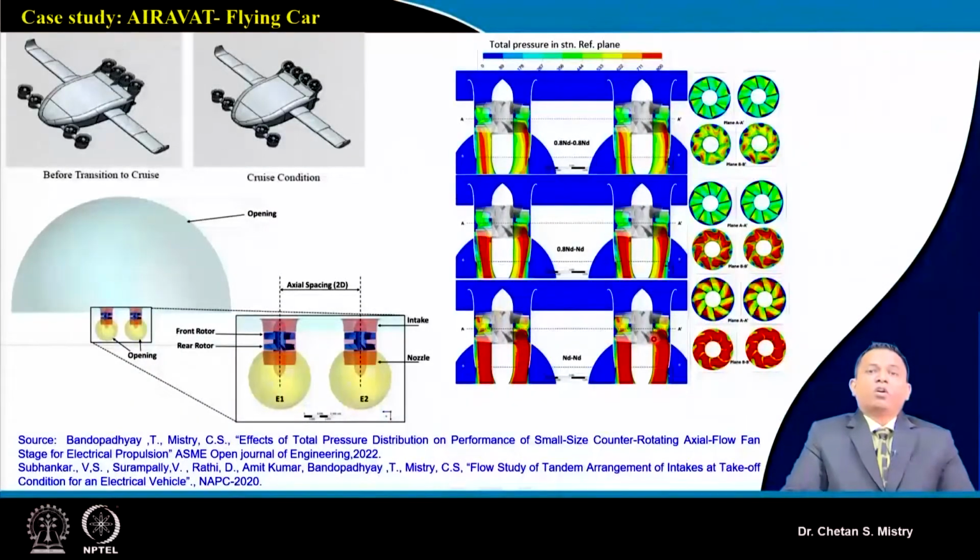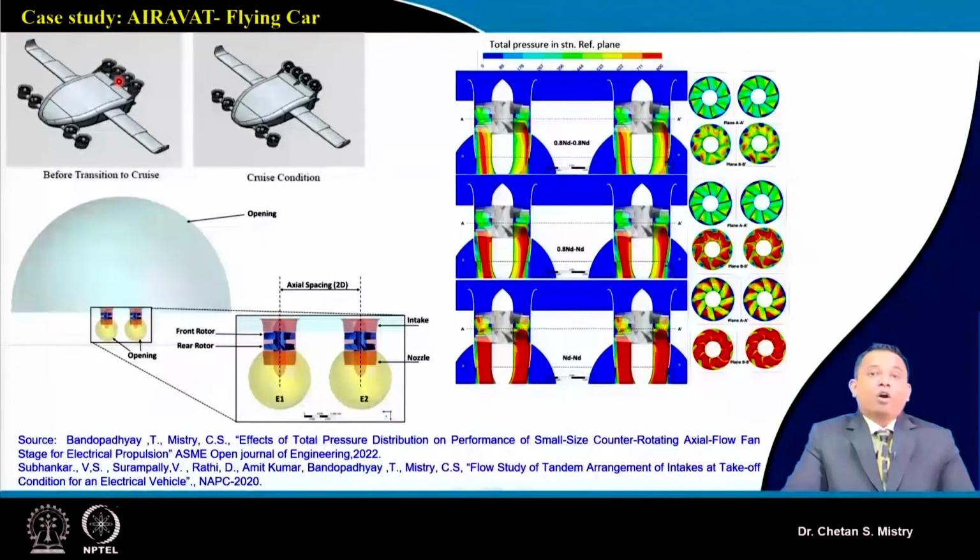Now based on the confidence we built for contra-rotating fans, this is a second work that is going on at IIT Kharagpur. It is project Airavat. We are developing our flying car, a prototype model of 10 kg, which is in progress. This is our proposed model, in which we will have ducted fans on the front side and ducted fans on the rear side.